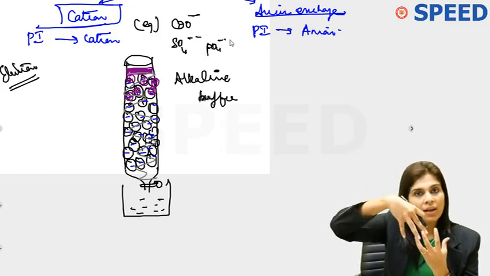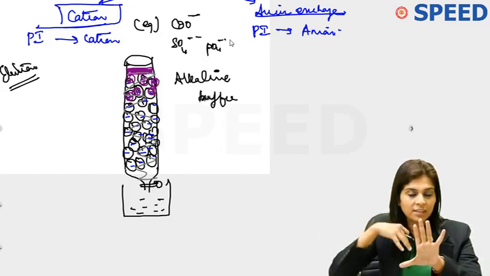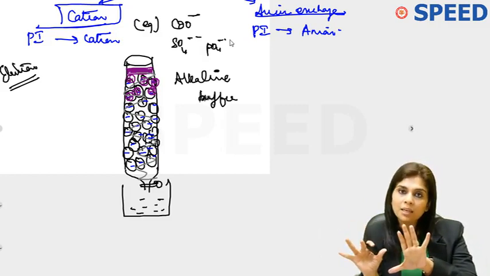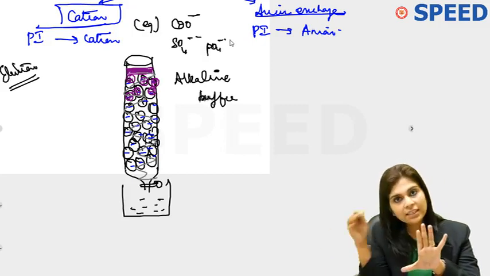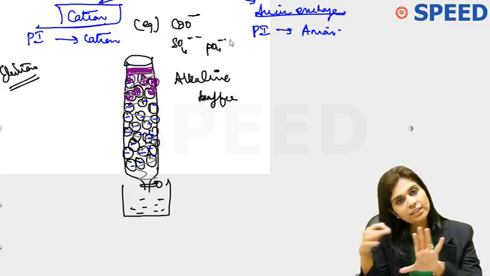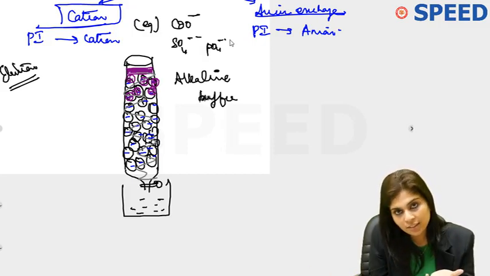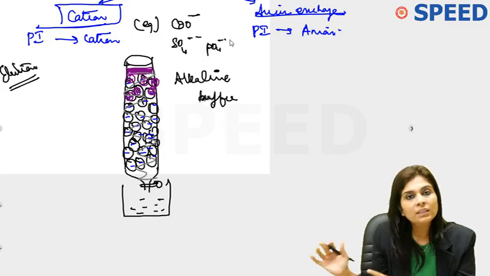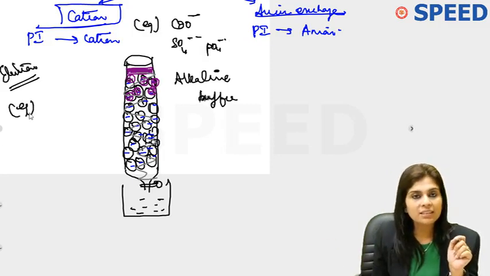The moment you pour alkaline buffer, all these proteins which are held on to the stationary phase try to neutralize the alkaline pH. How do they neutralize alkaline pH? By giving off their H+. When they give off their H+, they are no more positively charged. They can no more interact with the stationary phase. So they come down along with the alkaline buffer.